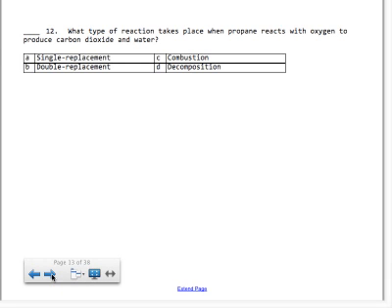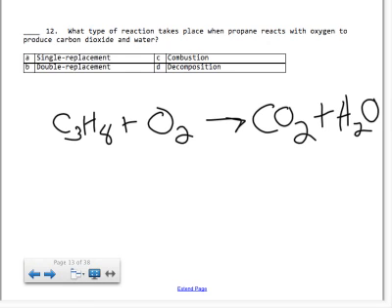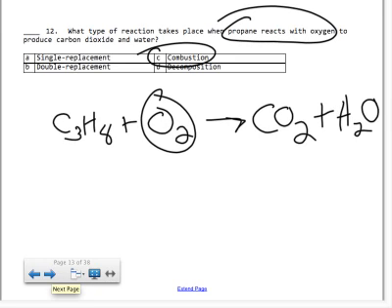What type of reaction takes place when propane reacts with oxygen to produce carbon dioxide and water? Well, if you wrote this out, it would look like this. The key is anytime you have something reacting with oxygen, you're looking at a combustion reaction. Sometimes, again, that can also be a synthesis reaction, but in this case it produces carbon dioxide and water.